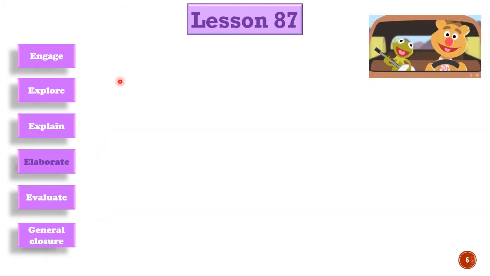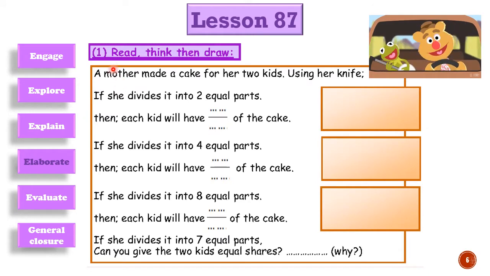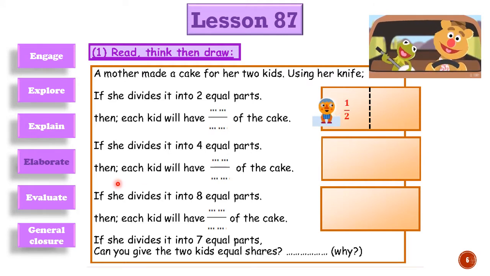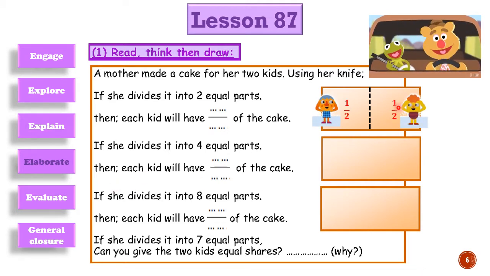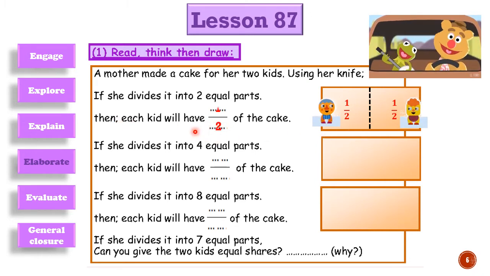Now let's do this activity about equal fractions. We have to read, think, then draw. A mother made a cake for her 2 kids. Using her knife, she will cut these cakes equally among her 2 kids in many ways. If she divides it into 2 equal parts like this, then I will divide this cake into 2 equal parts. Then the fraction will be here what? Half. And this fraction is called half. Then each kid will have how many? It will be half of the cake.